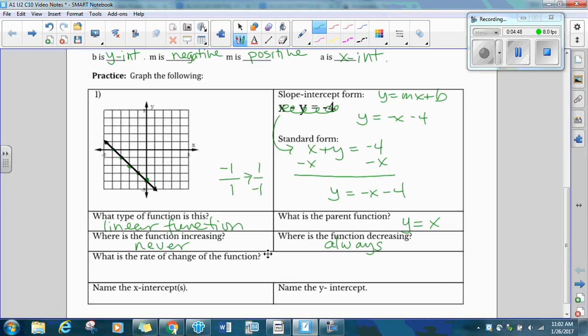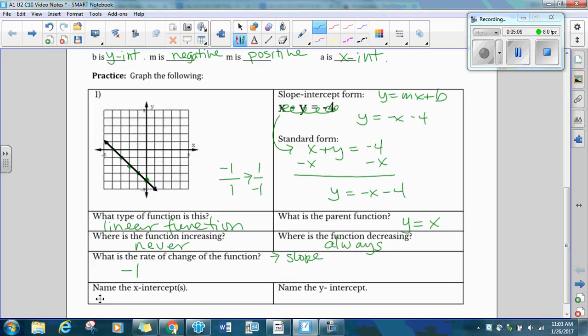What is the rate of change for the function? Rate of change when I have a linear function is the same thing as slope. So I can look at my equation over here and see what the slope is. And my slope is right here. It was -1. So I can write that.